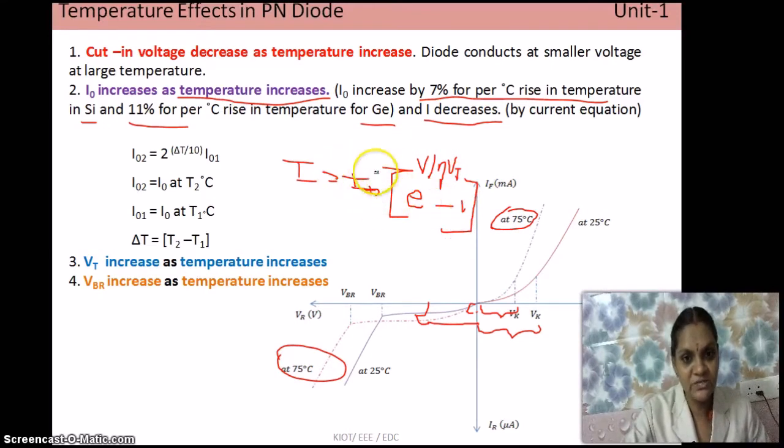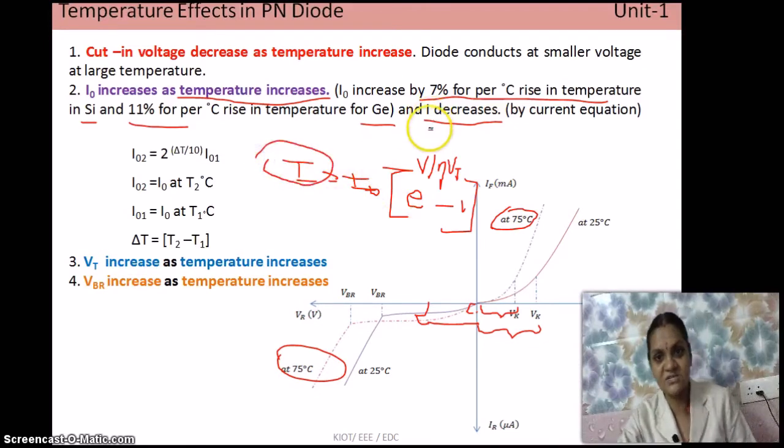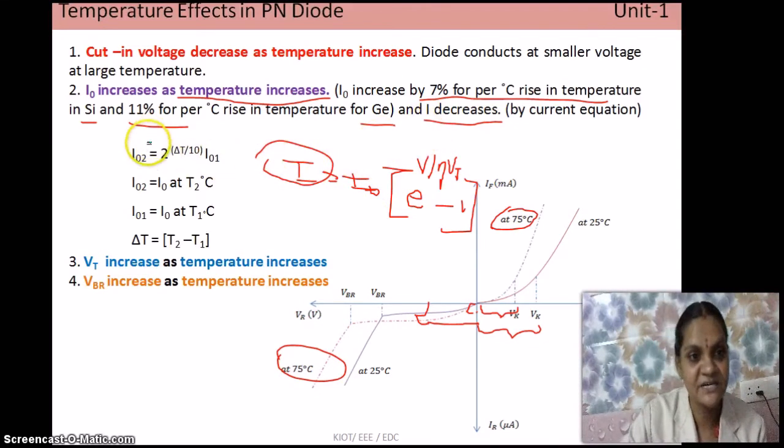In this equation, when you bring this multiplicative term to the denominator, we can say that if I0 increases, I decreases. That is the reason why I is decreasing here. And one more thing: what is the current I0 at a temperature?